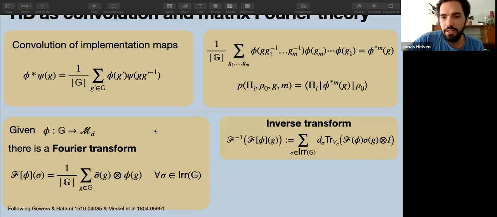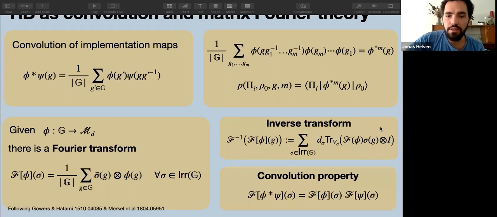But I'm just going to take out two things that you would expect from a Fourier transform. One is that it has an inverse. Namely, the inverse just comes from partial traces, and you can compute for yourself that this is actually going to come back to phi of g. But more importantly, it has a convolution property. Namely, if I take the Fourier transform of a convolution, it becomes the product of the Fourier transforms. And this is why you like Fourier transforms. But if you don't believe that this should be called a Fourier transform, you can just think of it as a bunch of abstract objects that have the correct property.